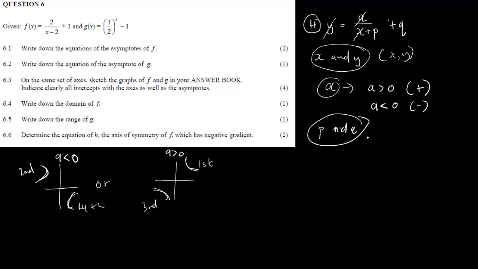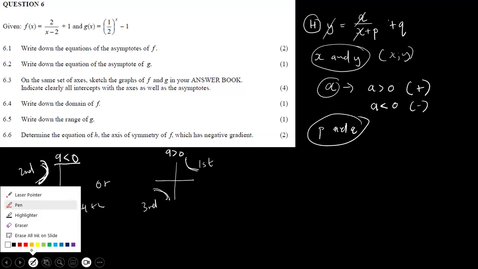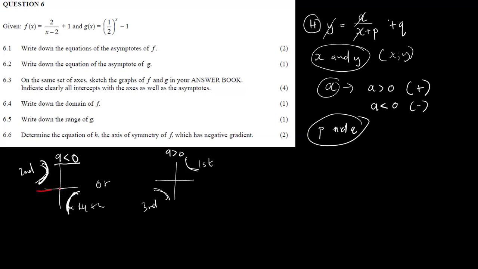An asymptote is a line that our graph approaches. Our graph does not cut the asymptote. Our graph does not touch the asymptote, but rather always approaches it. Now, having a look at this function over here, where we assume that the value of A is negative, which is less than 0, our asymptote for this function is given by this line over here.